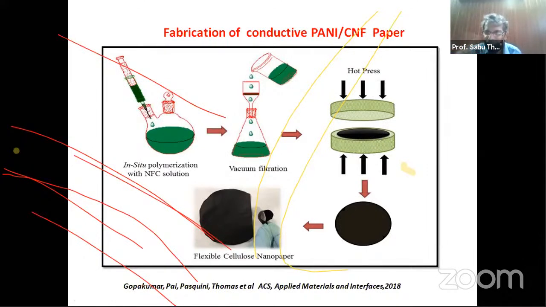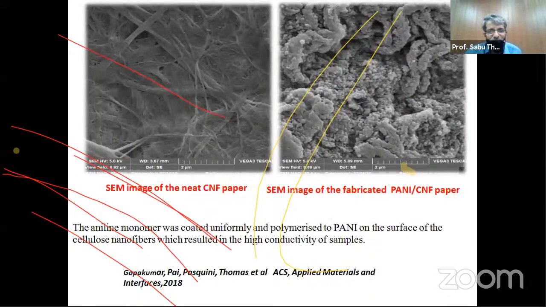Nanocellulose, conductive paper. Why is this paper black? Because we polymerize aniline on the surface of nanocellulose. You know the beauty of this material? You can see the electron microscopy picture. This is neat nanocellulose. This is in situ polymerized polyaniline nanocellulose.